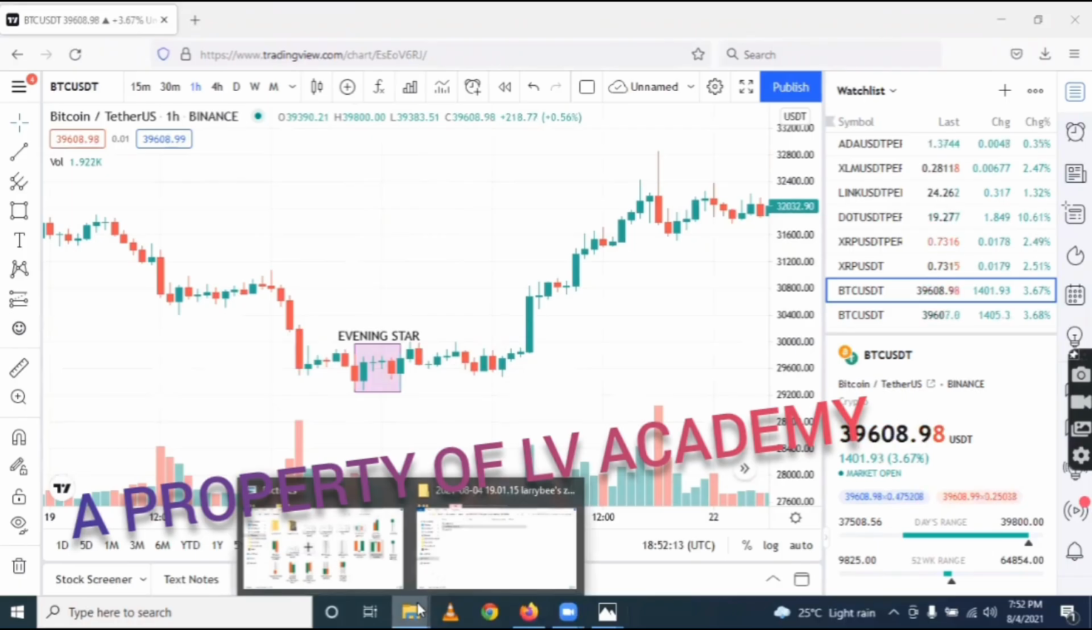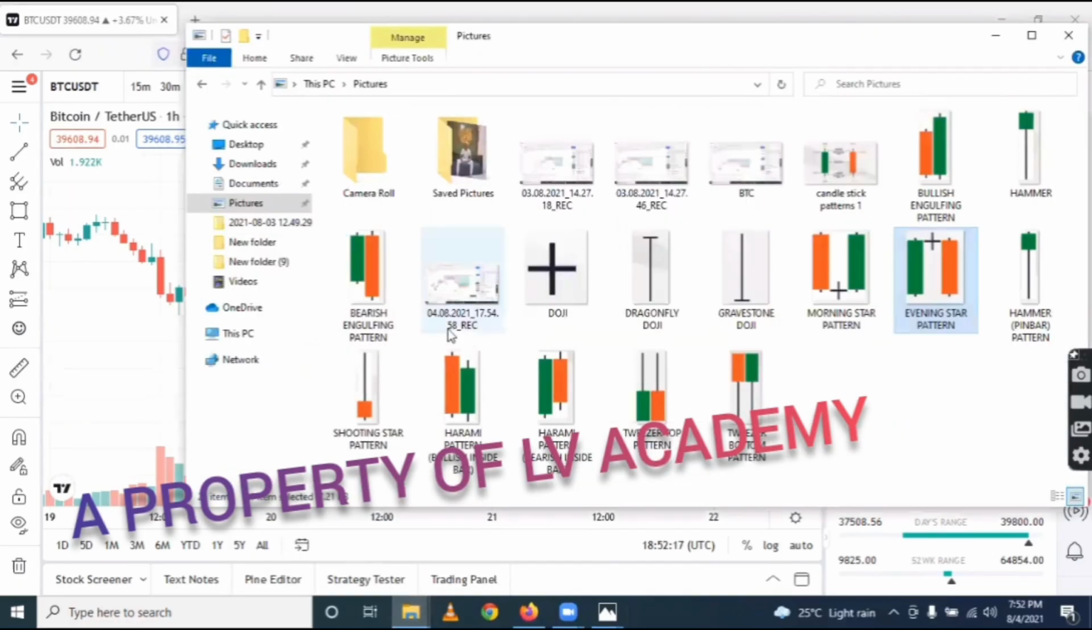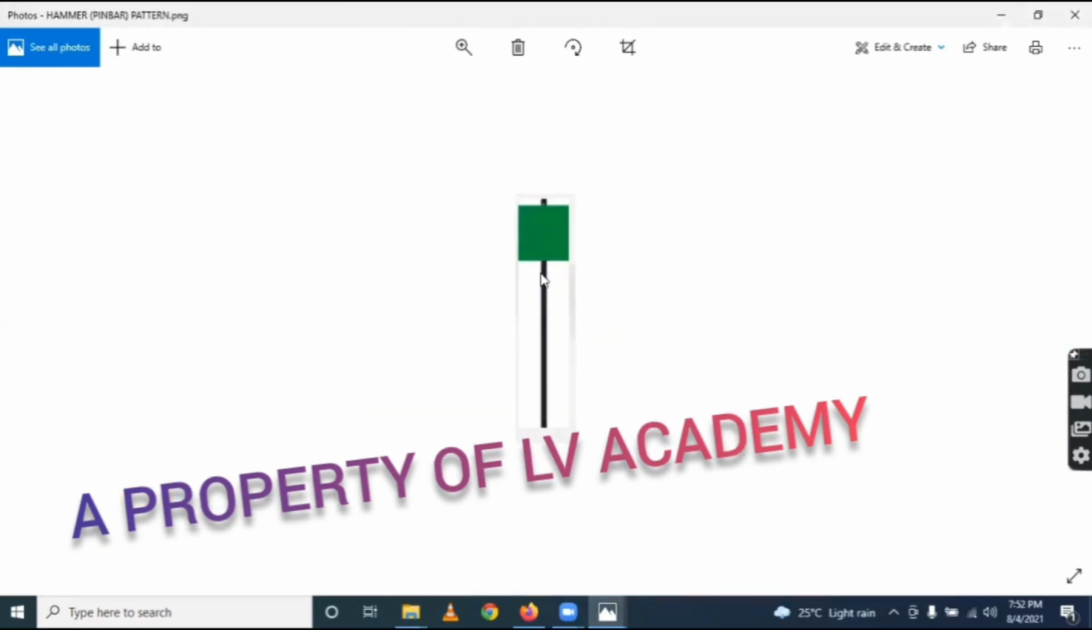Then the next one is the hammer or pin bar pattern. As you can see, the hammer pin bar pattern is bullish. The hammer candlestick is formed when the open and the close are very close and the distance between them is not much. So a market opens, creates a high, and closes very close to the opening price. This pattern consists of a small upper body and a very long lower shadow or tail. We call it a wick, W-I-C-K, wick.